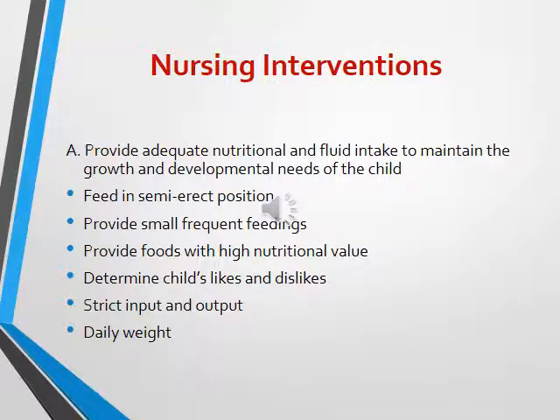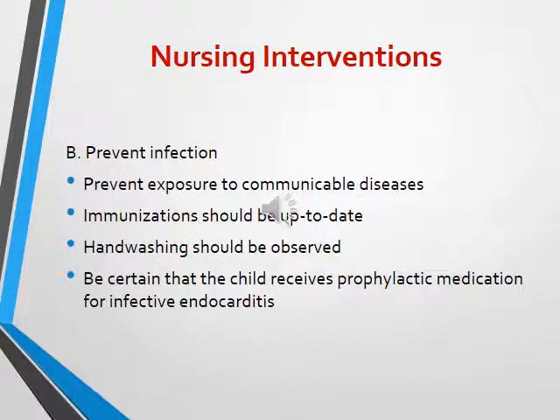Nursing intervention for the child with congenital cardiac diseases: provide adequate nutritional and fluid intake, provide the feed in semi-erect position, small frequent feeding of high nutritional value, strict intake output chart and weight. The child is very prone to infections, so to avoid infections, prevent exposure to communicable diseases, give immunization as per the age, and ensure proper hand washing.